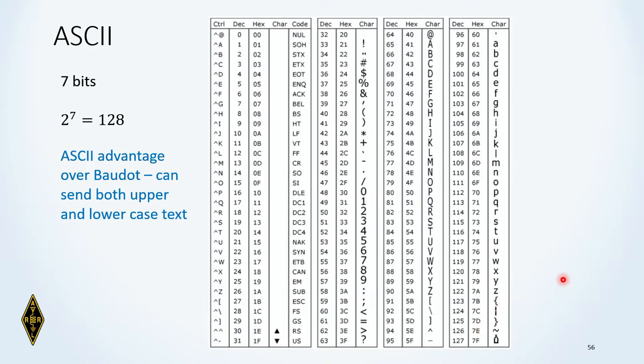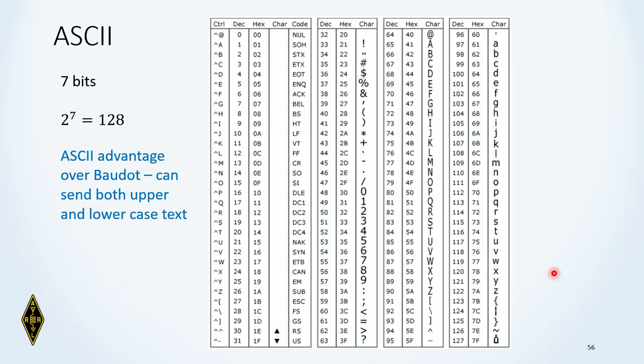Here's an ASCII table for 7 bits, 128, and here's the table. These are representations of what each is called. There's one here called a bell. That would actually ring a bell on the teleprinter. So decimal, hex, and then the character that it represented. You can see that there's punctuation marks, we've got all of the caps, we've got all of the lowercase letters.